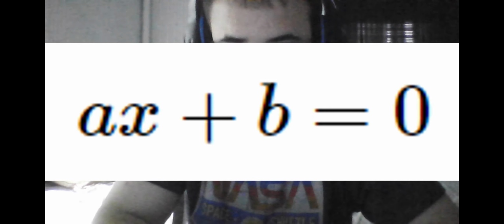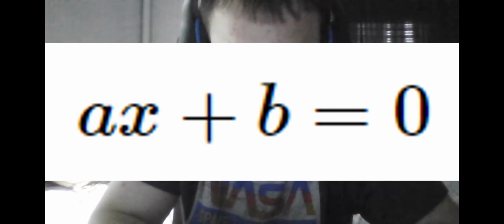We conclude that x is exactly equal to negative b over a, given that the linear equation is in standard form. But in many cases, we will have to simplify our expression or equation first, before we can get it in the form ax plus b equals 0.